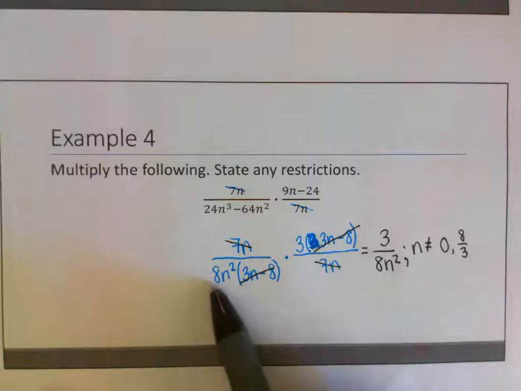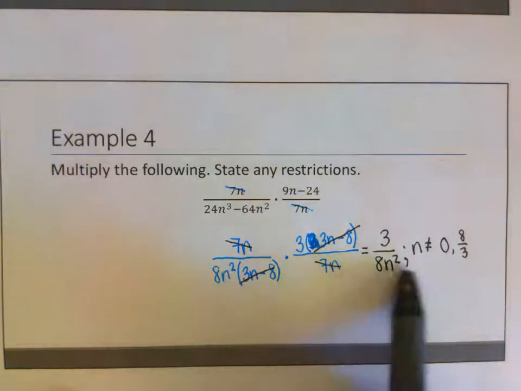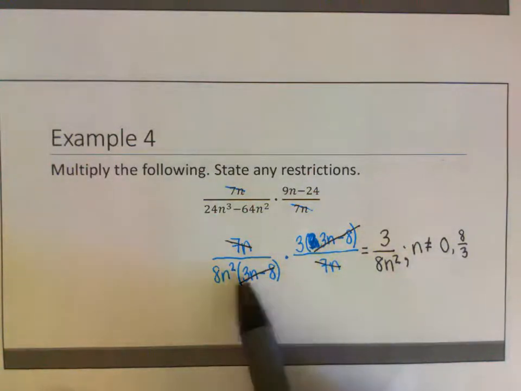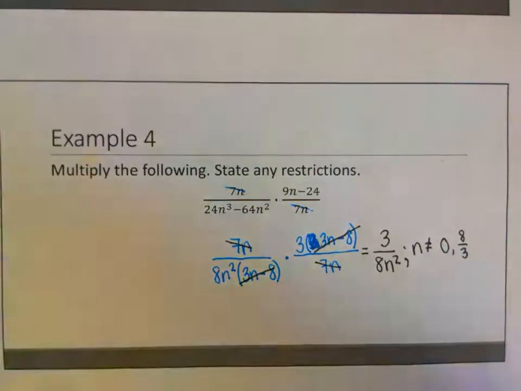And then my restrictions are, if I just work left to right, and I started here and said n cannot equal 0. And even though that's a squared and then it happens again over here, I don't need to write that each time. Once it happens once, it's just there. So it cannot equal 0 or 8/3. All right.